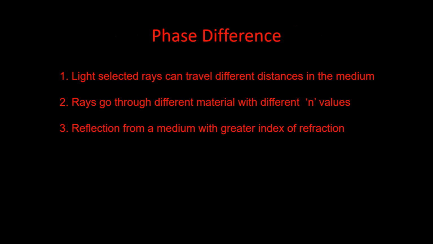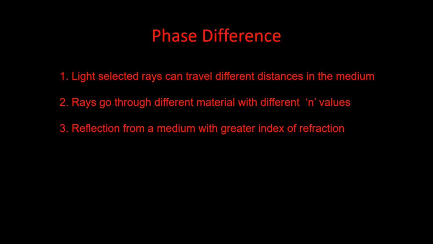So why do we see a phase difference when we look at thin films? Well, light, or selected light rays, can travel different distances in the medium. There's different thicknesses of soap film or different thicknesses of oil film sitting on your water. Rays go through different material with different refractive indices. That means the reflection from a medium with a bigger index of refraction is different to the reflection from a material with a lower index of refraction.